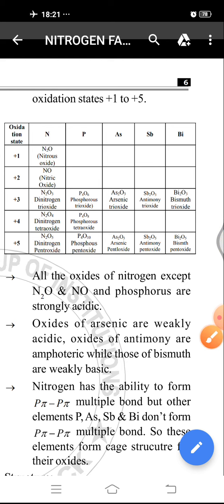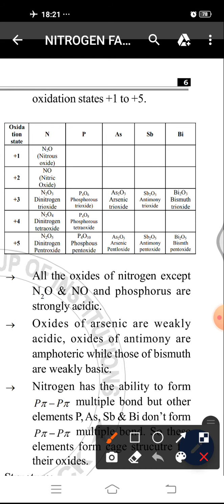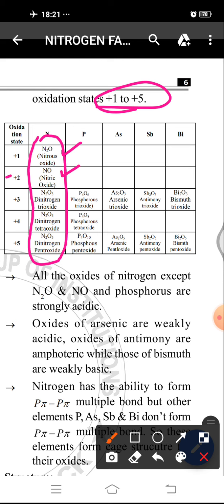You can see the table, that is from oxidation state +1 to +5. See, nitrogen forms from +1 to +5 oxidation state. That is, in +1 oxidation state it forms nitrous oxide, which has formula N2O. Second one is +2 oxidation state. The second oxide is nitric oxide having formula NO.